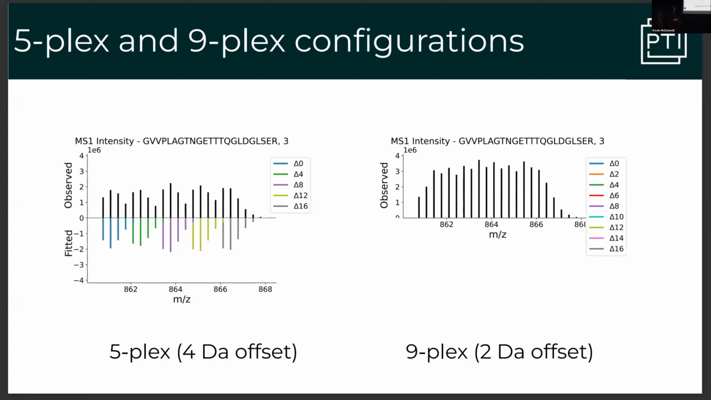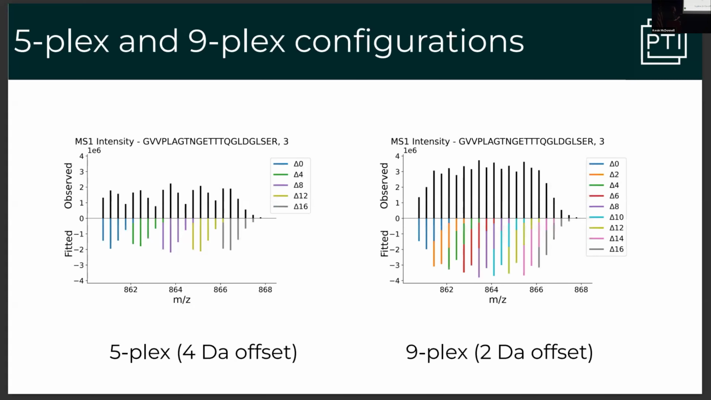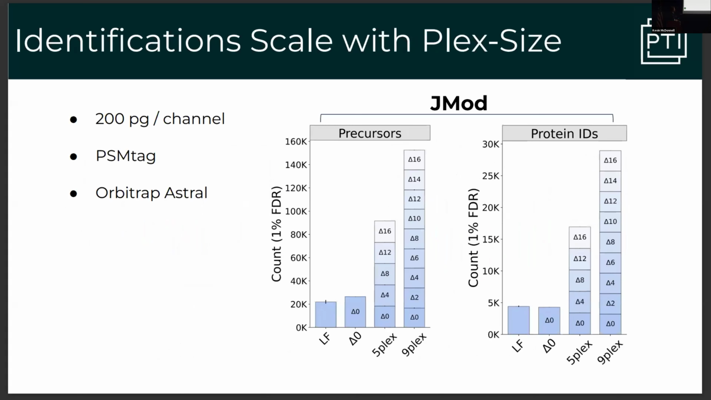If we relax the constraint to 2 Dalton offsets, now we get this very non-distinct isotopic overlap. It looks something like you might see a protein isotopic overlap. But applying this joint modeling approach, you can see it's made up of all the different channels. And this is real data, fitted MS1 coefficients that come from JMod for this peptide.